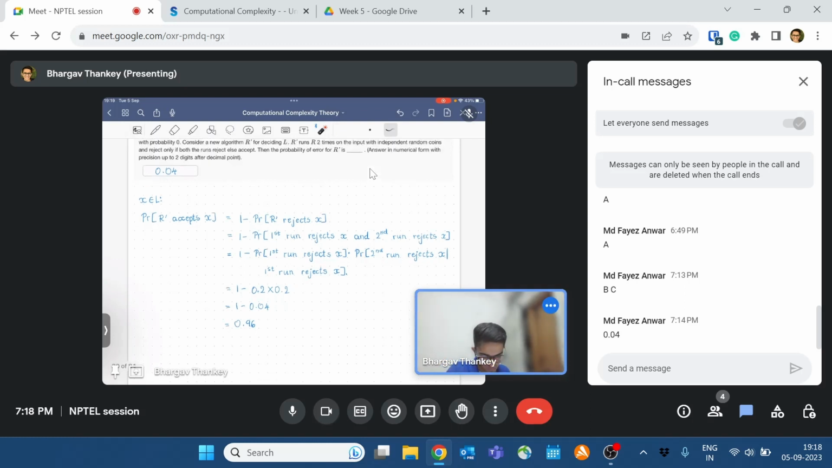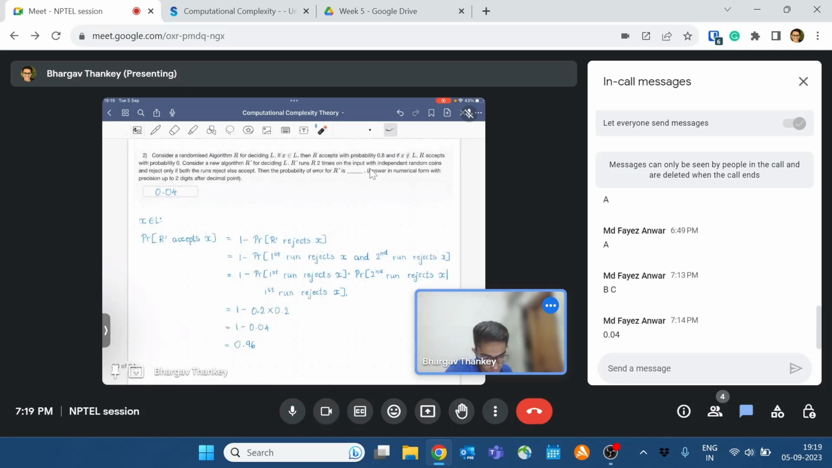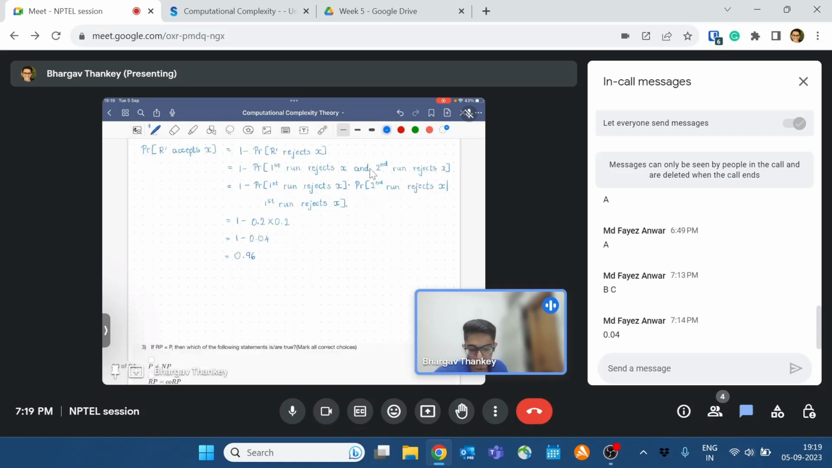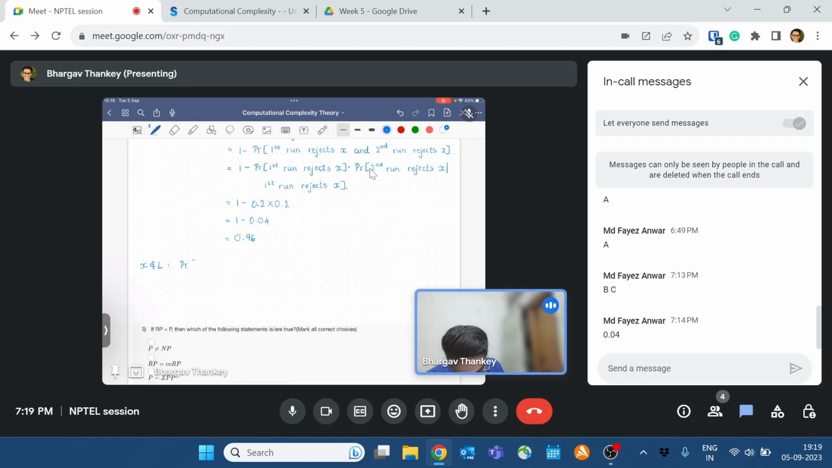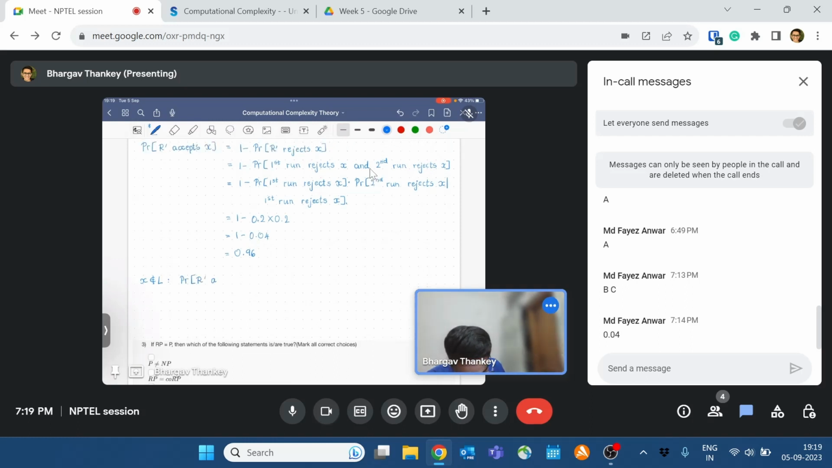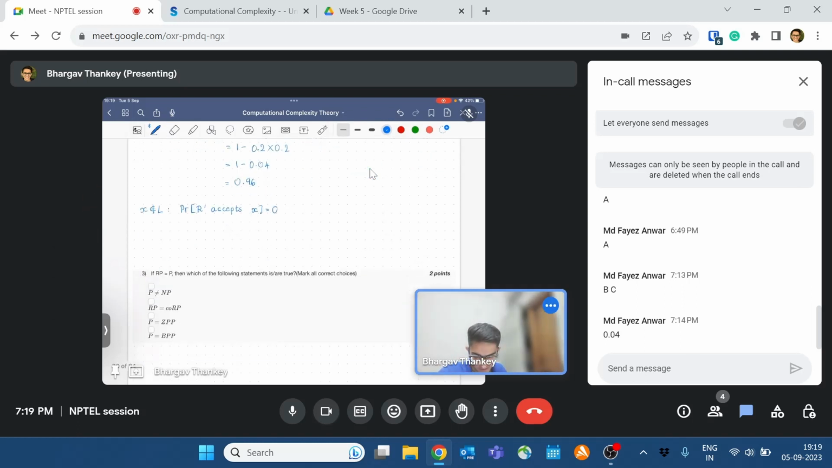Okay, so this is the probability that R prime accepts X. And now we need to look at the second trivial case: X is not in L. In this case, the probability that R prime accepts is 0, so there is no error. In the other case there is error, but it's just 0.04. So is this fine? Yeah. Then let's look at the next problem.